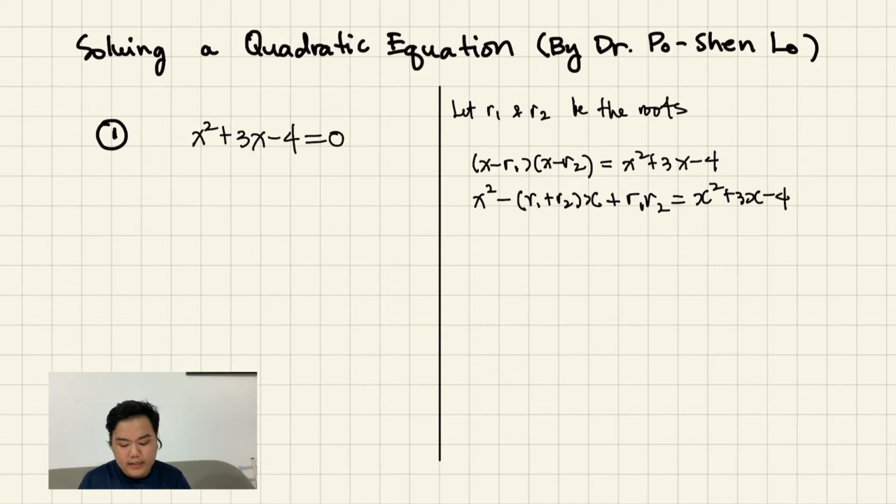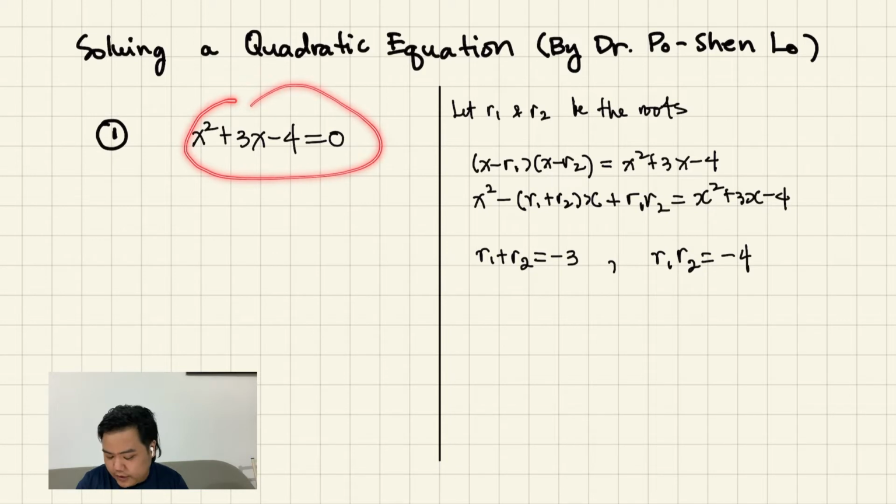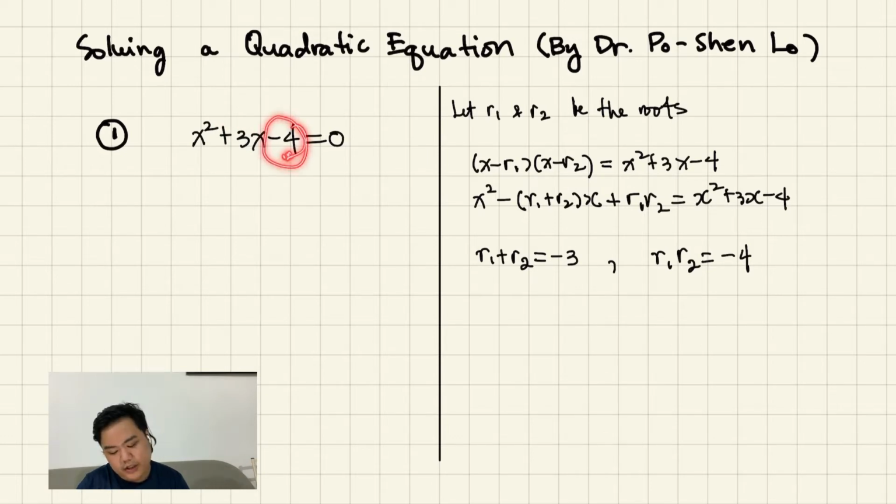So kung equal silang dalawa, dapat itong thing na to is 3, or R1 plus R2 is negative 3. So yung sum ng roots mo is negative 3. And yung ito naman, R1 R2, which is the product of R1 and R2, must equal negative 4 or yung constant term. Okay, so parang nangyari, to get the sum of the roots of this quadratic equation, minultiply mo to by negative 1. Ito naman yung product niya.